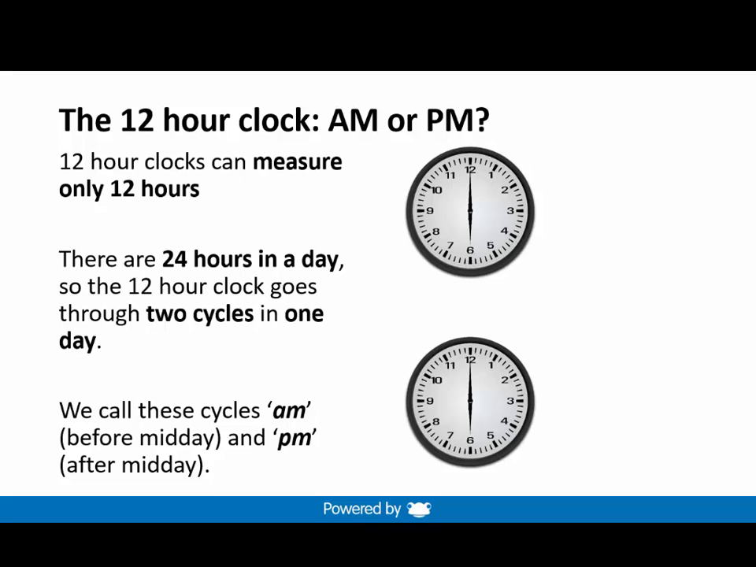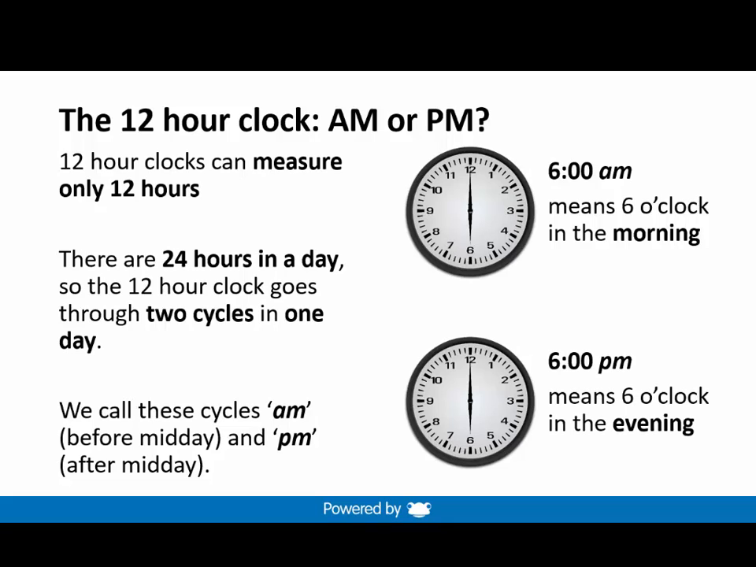So if we look at these 2 clocks here, they're both showing 6 o'clock. But the top one is in the morning, so we would say 6 AM. And the bottom one is in the evening, so we would say 6 PM.